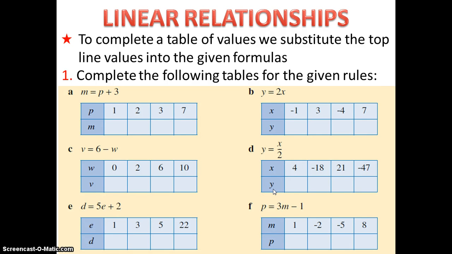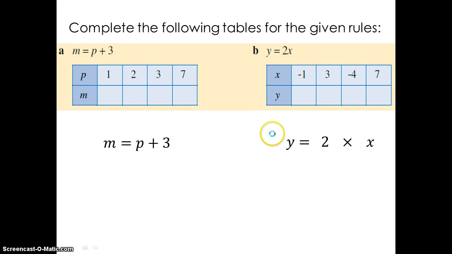Linear relationships is a topic that relates a line with its equation. First of all, we're going to be looking at table of values. All of these are examples of tables of values. They haven't been completed. They all have an equation that relates the top line and the bottom line. So first of all, we'll look at this one where we've got m equals p plus 3.